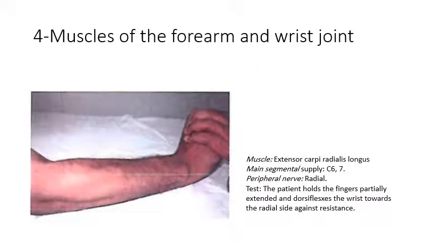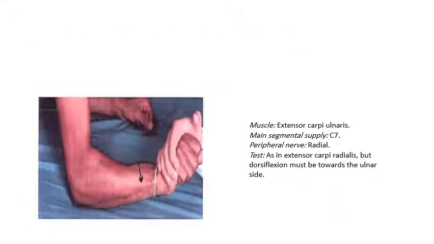Muscles of the forearm and wrist joint: we start with the extensor carpi radialis longus, which is supplied by C6 and 7 and by the radial nerve. The test is by asking the patient to hold the fingers partially extended and try to dorsiflex the wrist towards the radial side against resistance. Extensor carpi ulnaris receives innervation from C7 and the radial nerve, and it is tested in a similar way to extensor carpi radialis, but dorsiflexion is to the ulnar side in this case.